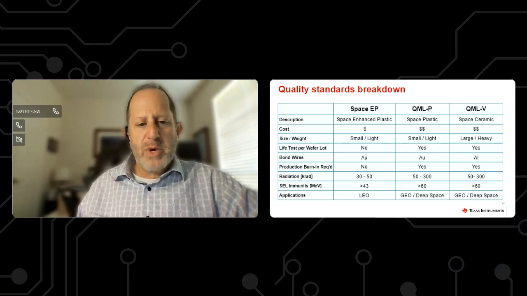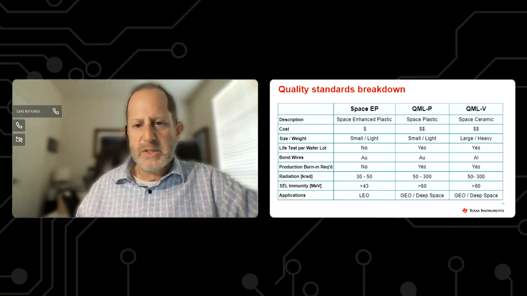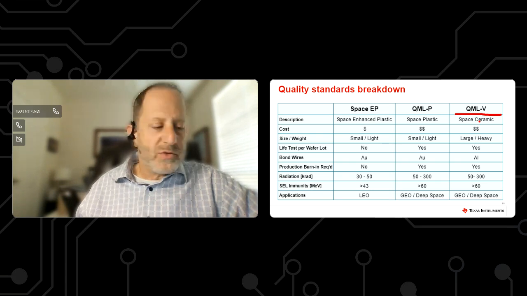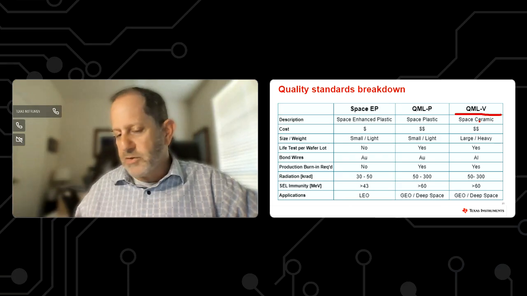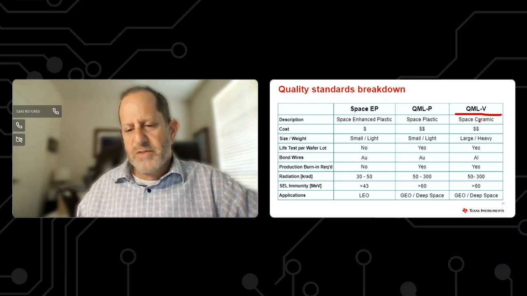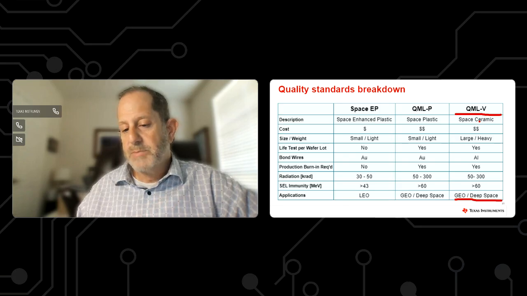So this is the quality standard breakdown. We're specifically here talking about for space. So I'm going to start on this side of the table looking at the QMLV standard. This is kind of an industry standard. It's a space ceramic solution. This is what traditional space grade solutions have always kind of been. They're like, oh yeah, we need these big ceramic based devices in order to handle the radiation. And that's certainly what they're geared up to do.